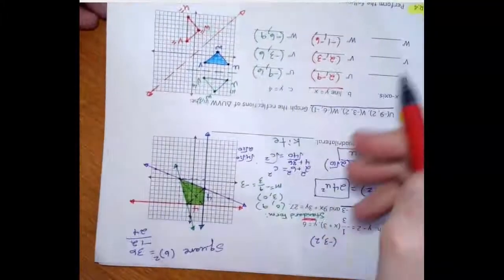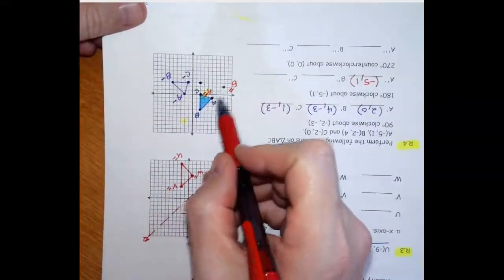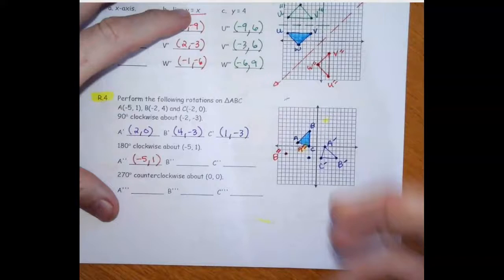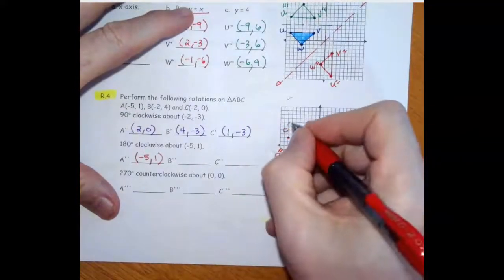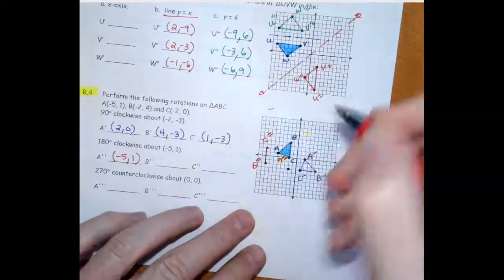Okay, so now we do it again. 180 is upside down. It doesn't matter whether you go clockwise or counterclockwise because it's going to be upside down either way. So now if you look at B, where is C? C is 3 to the left, up 1. So there's C double prime. Okay, so that's right here, and we can get those coordinates.